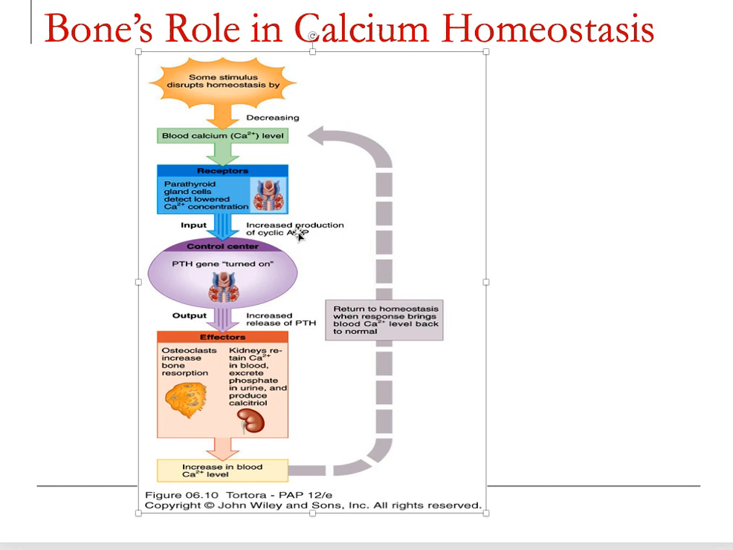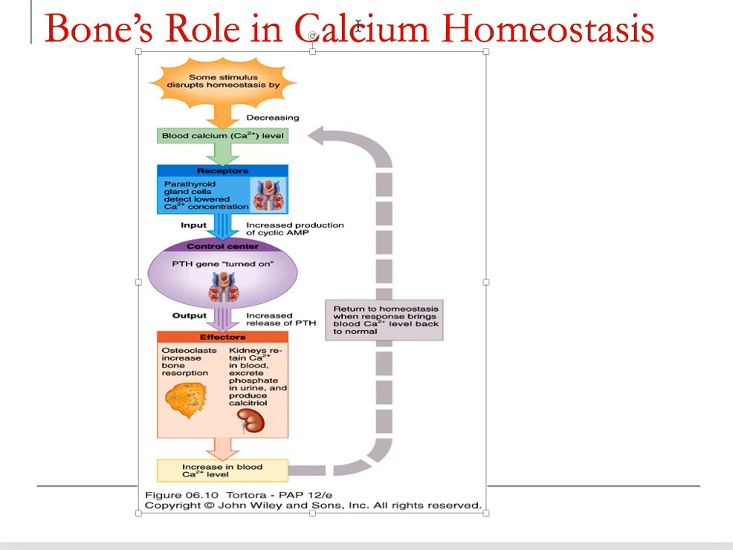Okay? So let's take a look. Think of this in terms of a review for your final exam. Well, this looks like a reflex, right? Because you have receptors, a control center, and an effector. Notice there are no neurons here. So this is actually endocrine homeostasis of calcium concentration inside your bloodstream.